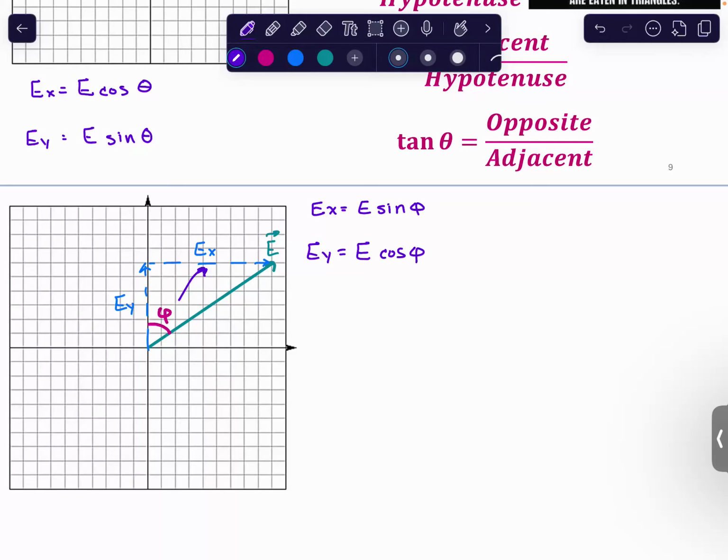But you could also, if you wanted to look at it, you see the EY in this case is adjacent to the angle phi. So I have to use cosine. If I wanted to use the generalized formats, okay, well, phi, how do I find phi if I wanted to use the generalized equations? Or, well, let's go ahead and put theta back in here. How do I figure that out?